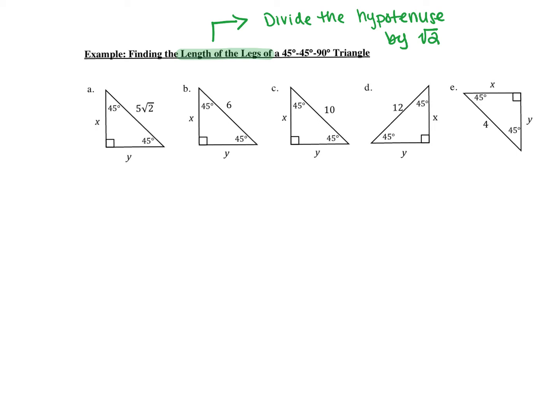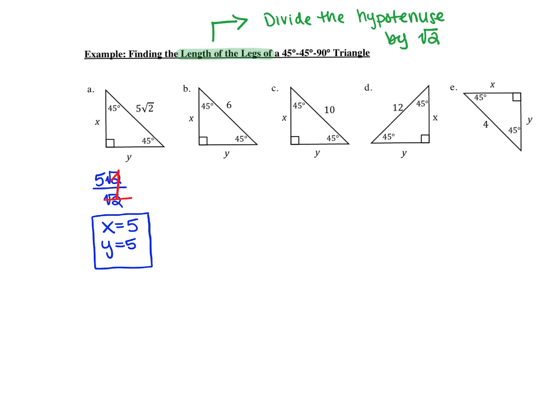So for letter A, my hypotenuse is 5 root 2. If I want to find the length of the leg, I just divide by root 2. So the root 2 over root 2 will divide out to a 1. So that means x is equal to 5 and y is equal to 5. So hopefully you're seeing now why we spent all that time on simplifying, multiplying, dividing radicals, because you're going to use those a lot here.